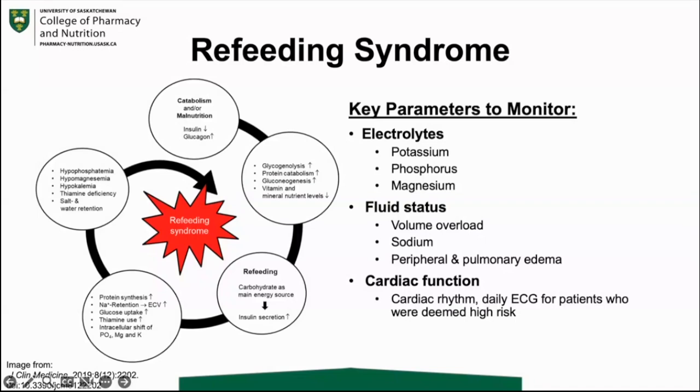The potential clinical consequences are volume overload with a risk for heart failure and peripheral edema, as well as a transcellular shift and redistribution of phosphate, potassium, and magnesium that are associated with life-threatening complications such as cardiac arrhythmias. Thus, in monitoring for refeeding syndrome, we pay particular attention to potassium, phosphorus, and magnesium, as they can fall well below normal ranges, as well as for signs and symptoms of fluid overload and cardiac function.